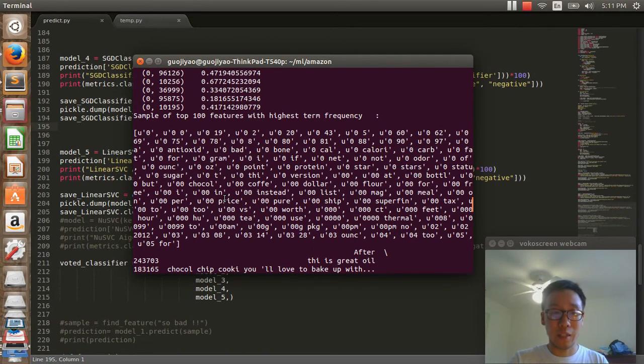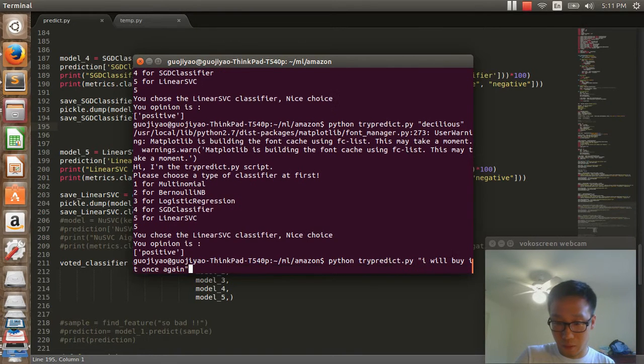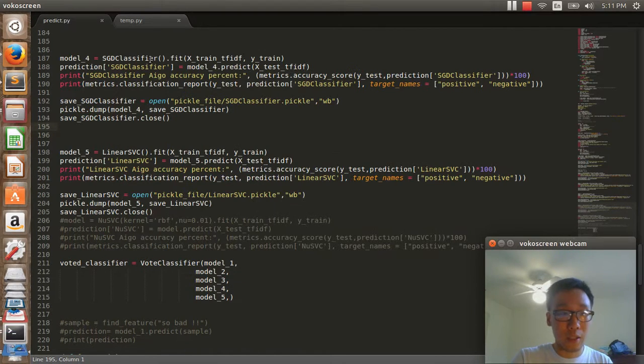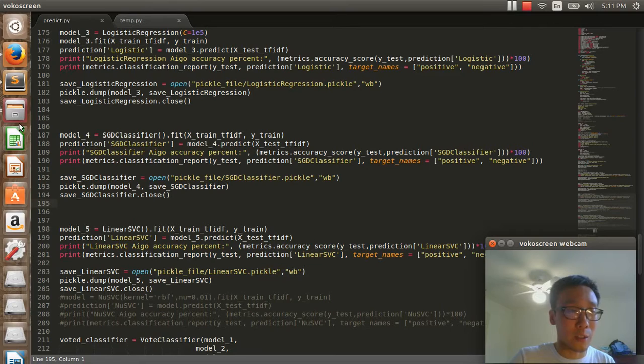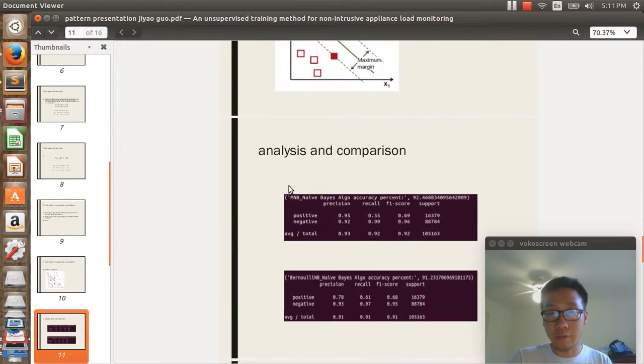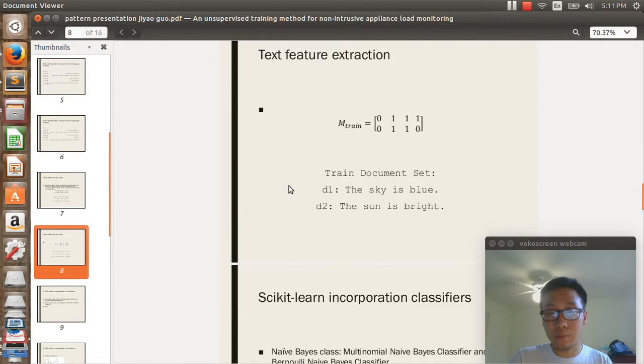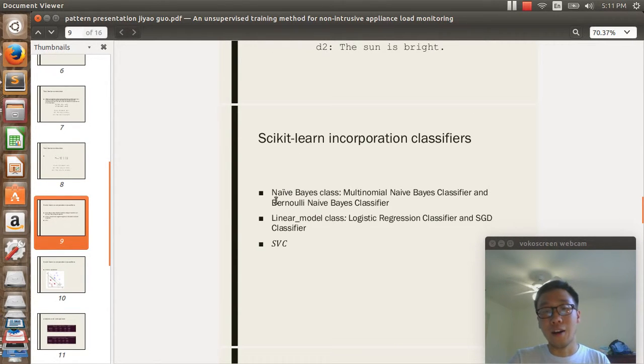After this, the next step is to put these things into our classifier. Let me run it again. I already ran it, okay. Let me train it. When we start training, we're going to talk more about our classifiers. We have those 5 classifiers. Two of them are naive Bayesian, one of them is a linear model, and the last one is the support vector machine classifier, SVC.